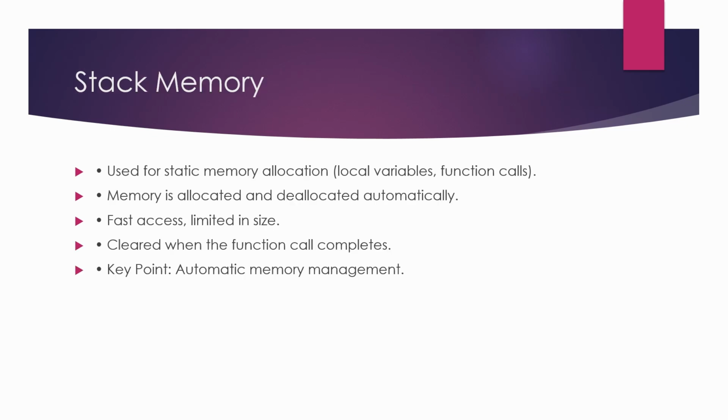Now let's look at stack memory. Stack memory is used for static memory allocation, meaning it's used to store local variables and function calls. Memory is allocated and deallocated automatically as functions are called and returned. It's fast to access, but it has a limited size. Once a function call completes, its memory is cleared from the stack.